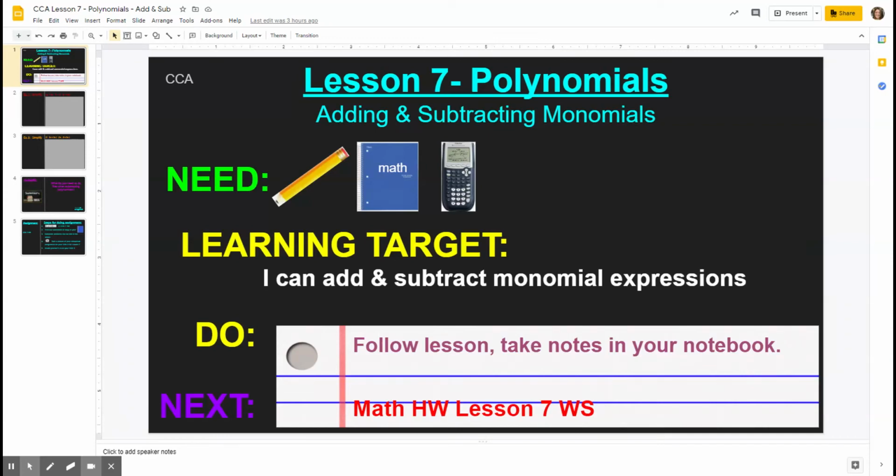Again, lesson 7 will be the second thing on your quarter 3 grade, as a heads up. Okay, so lesson 7 is all about adding and subtracting polynomials. This whole unit that we've been working on is about polynomials.